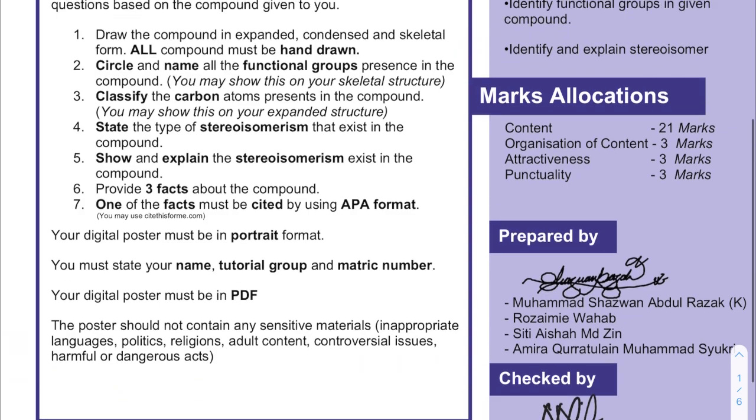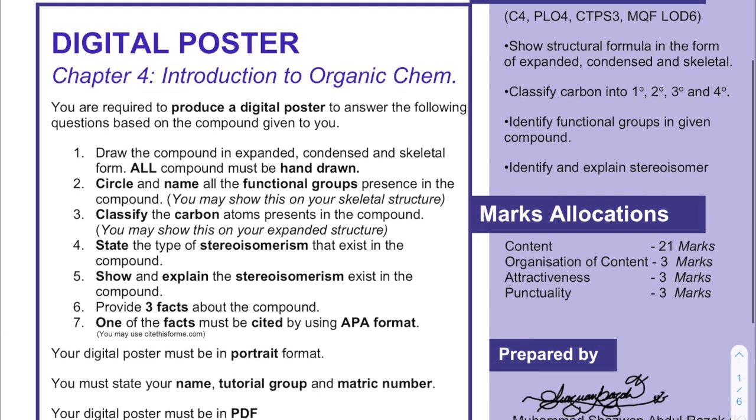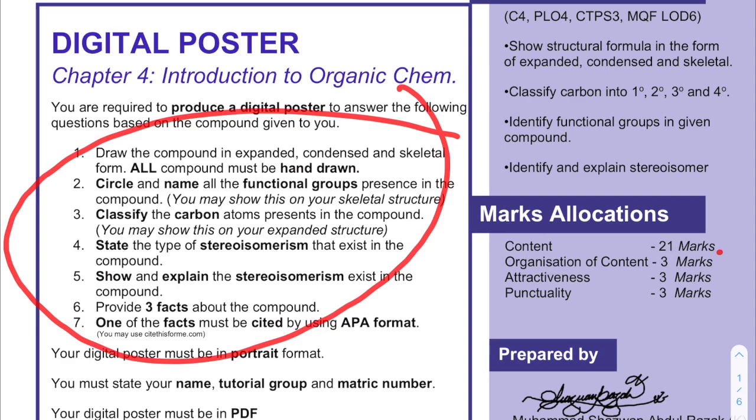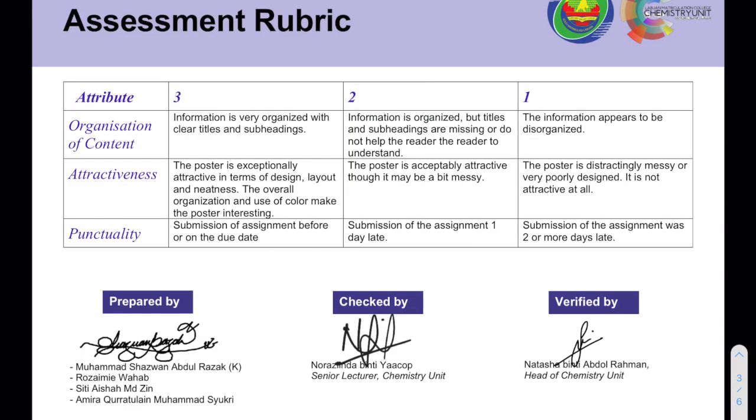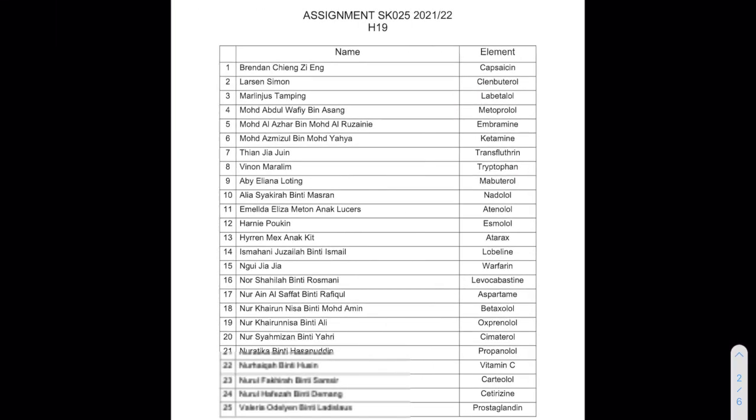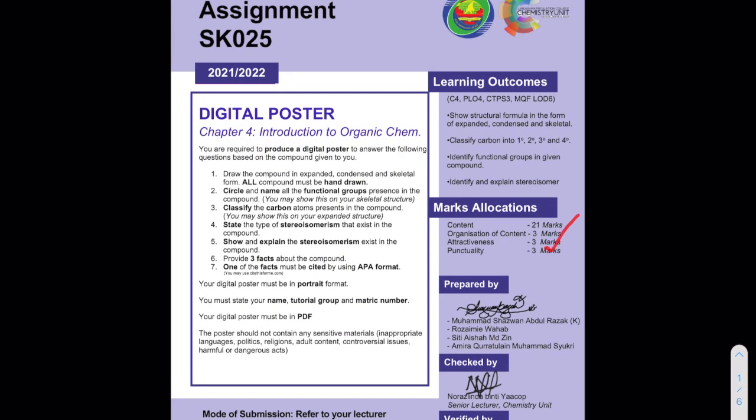So how about the marks allocation itself? The total is 30 marks. 21 marks are from the questions themselves. So where do you get another 9? Another 9 is from your rubric here. You have organization of content, attractiveness, and punctuality. I hope you can try your best to make sure that you get all 3 marks for each, so you will get your full marks for your assignment.